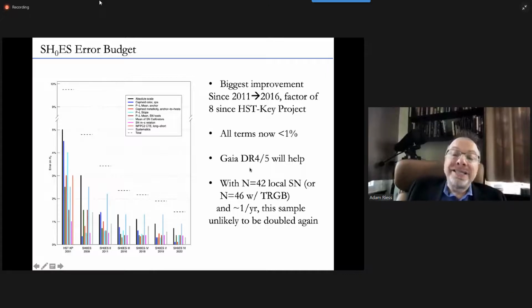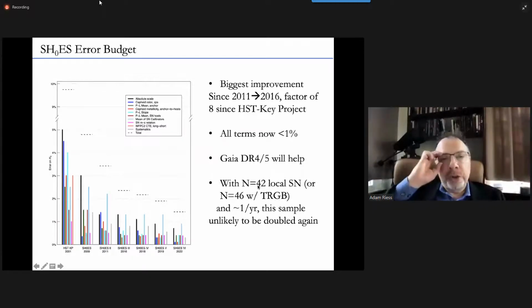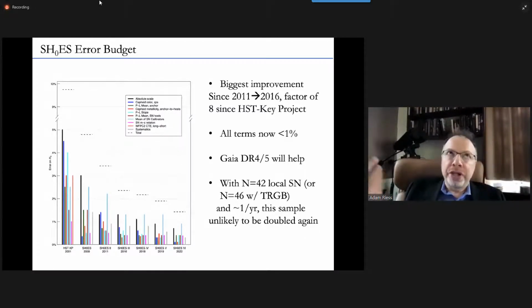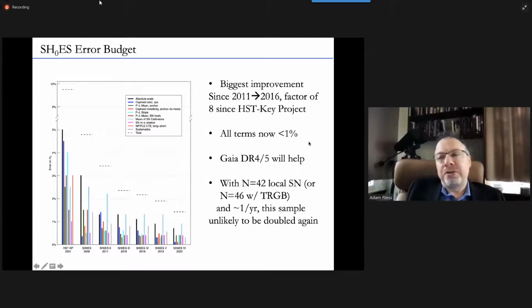Looking ahead, Gaia data release 4 and 5 will help on the absolute calibration side. But with 42 Type Ia supernovae calibrated, or 46 if you include TRGB that are unique, and with them accruing, or I should say nature produces them only about once a year in the volume we can reach, it's unlikely this sample is going to be doubled again. So in some ways, this is sort of HST's, I would say, last stand on this.